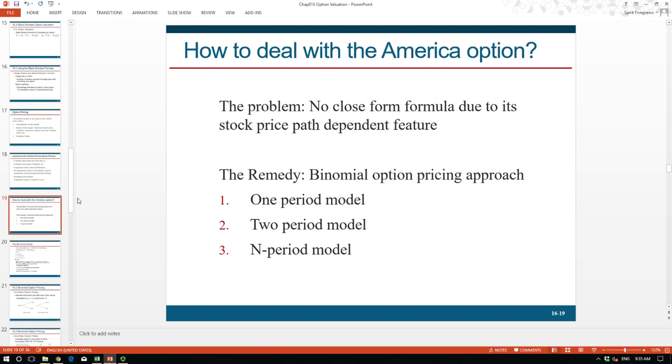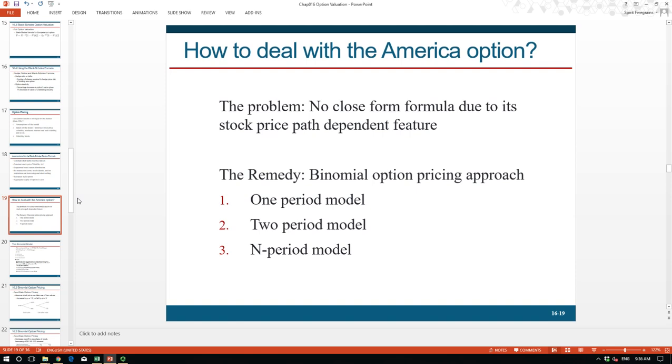No matter how stock price evolves between now and the future expiration date, it doesn't affect how investors exercise the option, because investors only have one choice on expiration date. But for an American option, it's path dependent. The path that stock price goes through will actually determine how investors exercise their option, because they have freedom to exercise the option anytime they want before the expiration date.